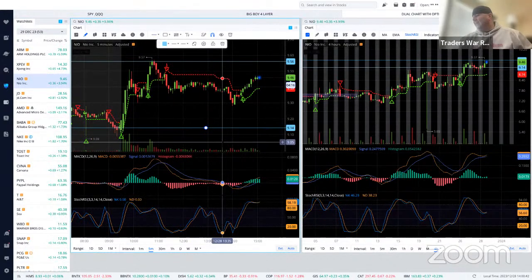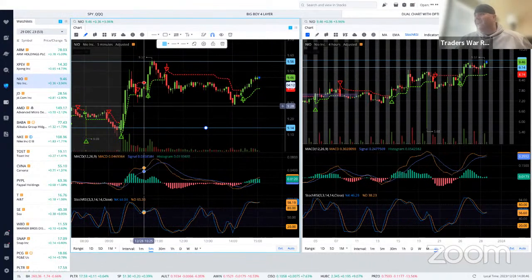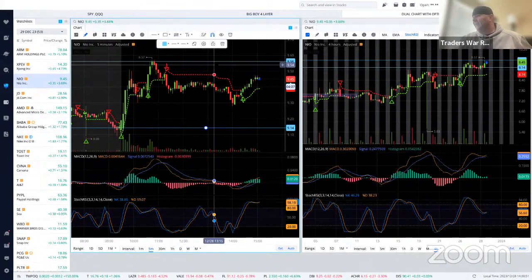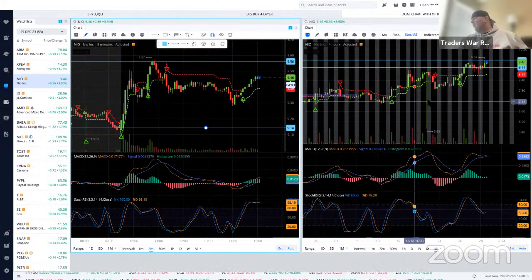We made literally like a 40-cent move in NIO. A 40-cent move. Yeah, it looks all huge and big on the chart, but look at that. That's literally a 40-cent move. In my opinion, that's not even worth trading.